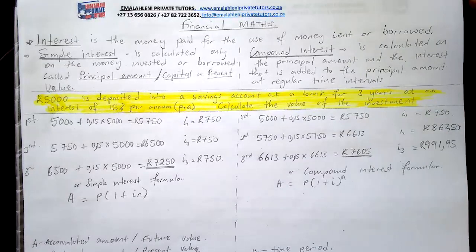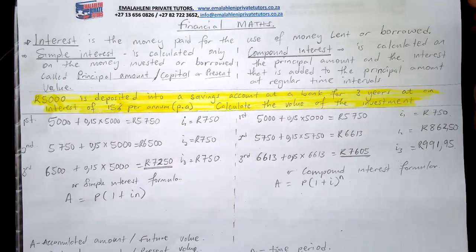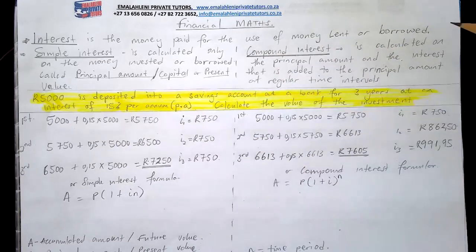When you're being charged interest per year, it means that every year the interest is calculated on the money that you borrowed. Compound interest is calculated on the principal amount and the interest that is added to the principal amount at regular time intervals. Let me go into detail here.